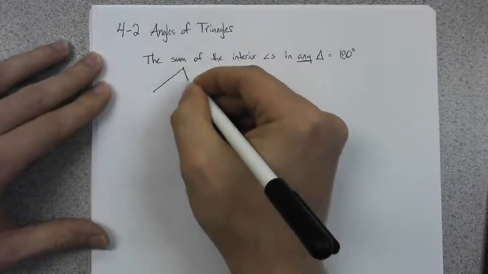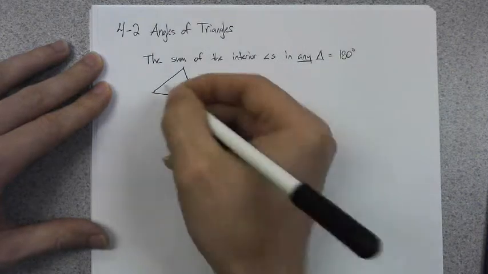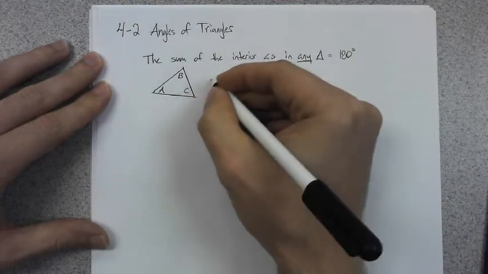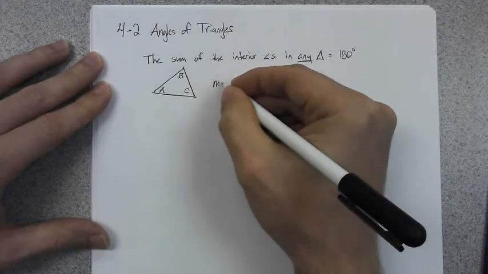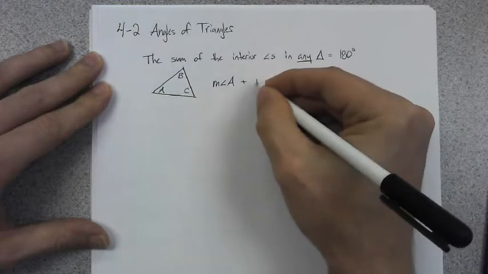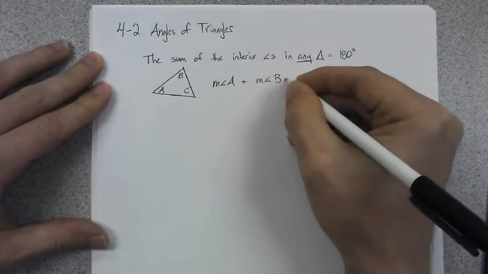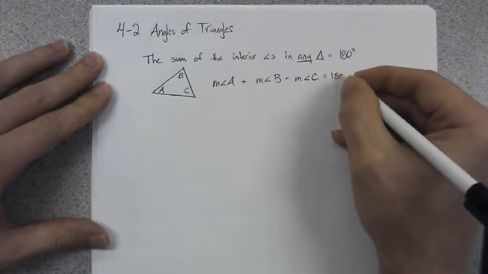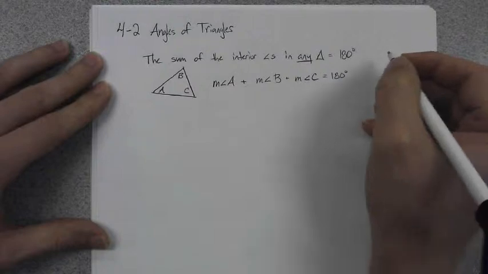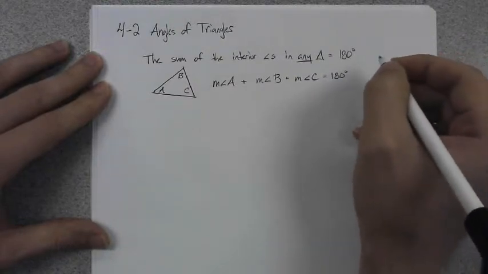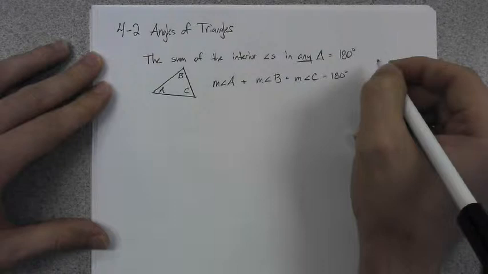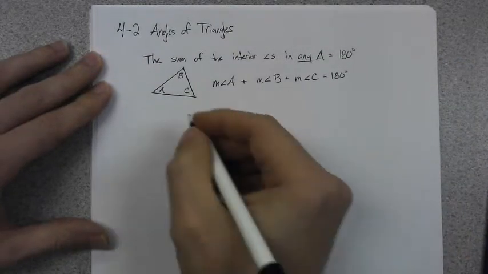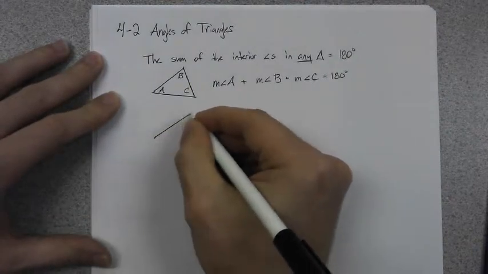So graphically, or visually, this is what it looks like. Take a triangle, if I had A, B, and C. If I added this up, the measure of angle A plus the measure of angle B plus the measure of angle C, that's all going to equal 180 degrees. So, how are we going to use this information? Well, what's going to happen is you're going to get problems where you've got two of these measures and you're missing the third one. So, let's take a look at an example problem.